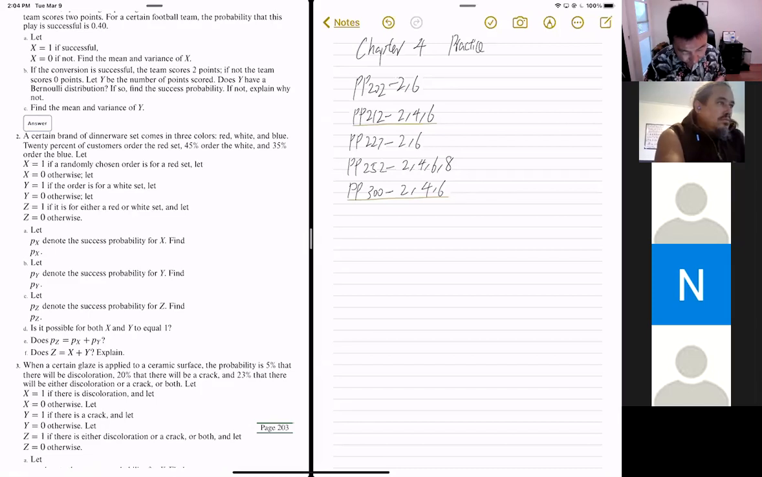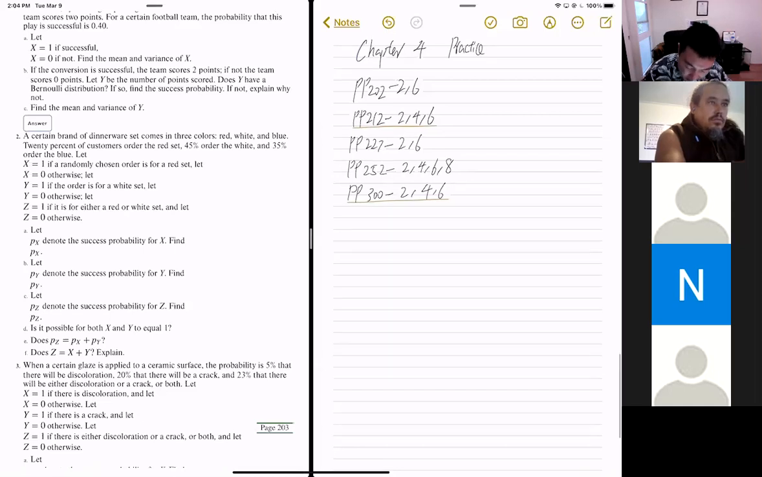Okay. So z equal to 1 if it's either a red or white, and z equal to 0 otherwise. All right. So A, let Px denote the success probability of X, and find Px. Okay. So this is question number 2. So Px is the success rate for X. So X equals 1 if the color is red. Okay. And from the question, 20% is red. So very easy, Px is equal to 20%, or 0.2.